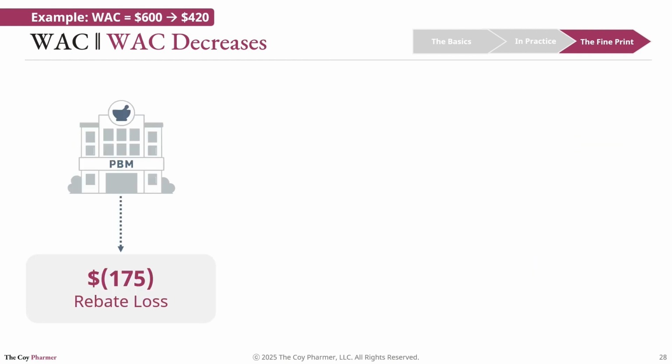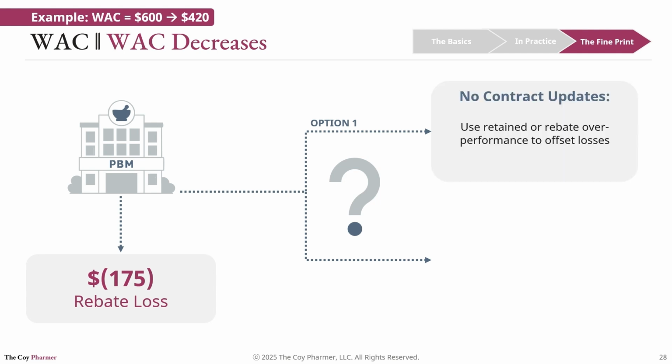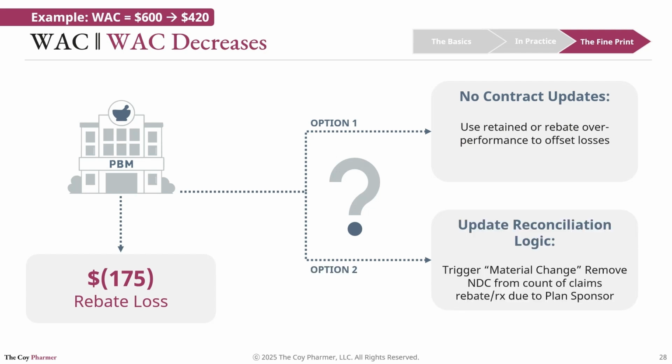I've worked at several different PBMs in times when this has happened, and really there is a significant choice that needs to be made when these industry changes come about. So the first option could be that the impact is minimal enough that the PBM is able to use retained or rebate overperformance to offset losses to be able to not have to impact the plan sponsor's projected rebates for the year. In other examples, they may need to trigger the material change clause to remove from the count of claims where the rebate is due to the plan sponsor.